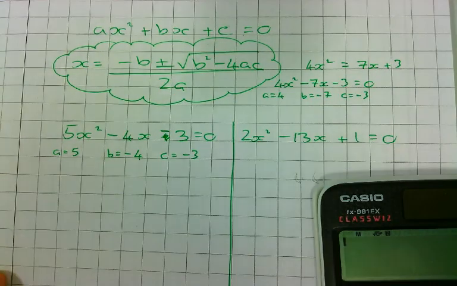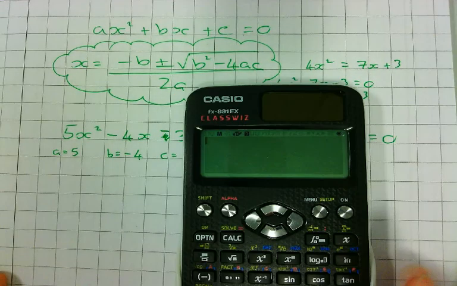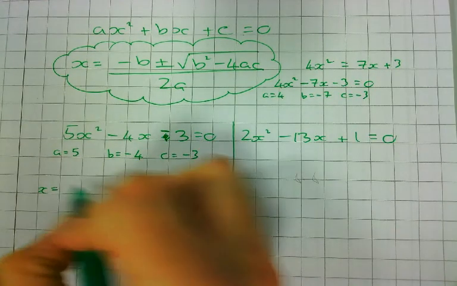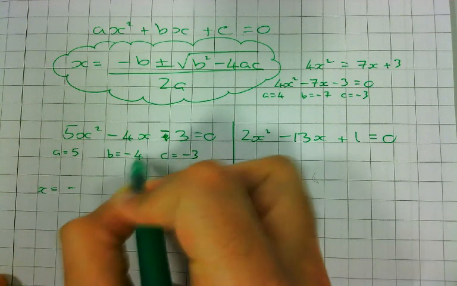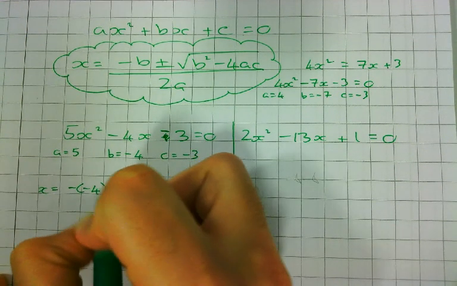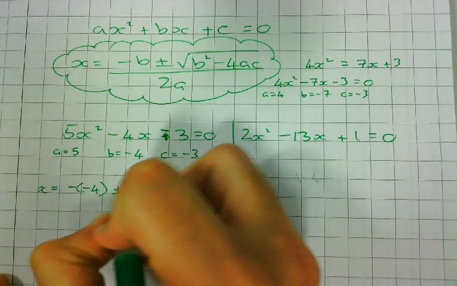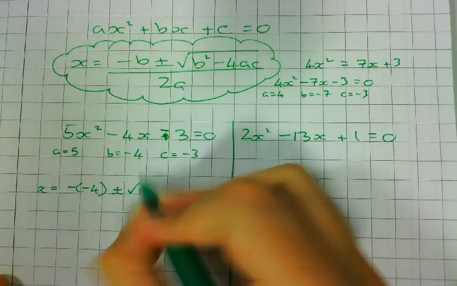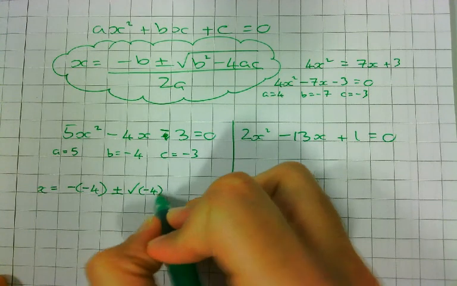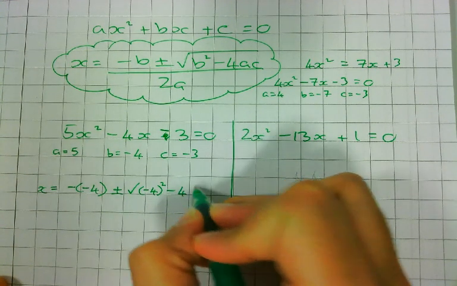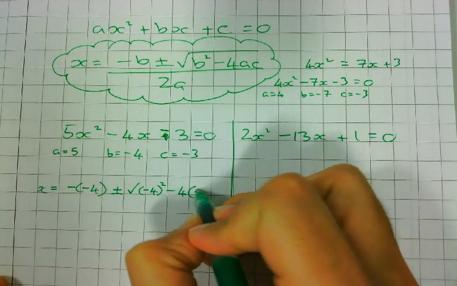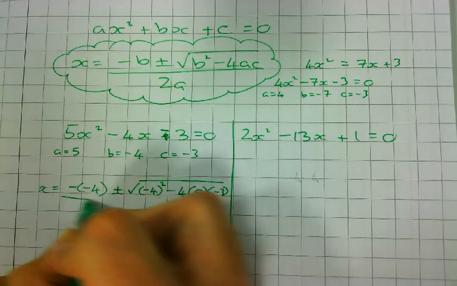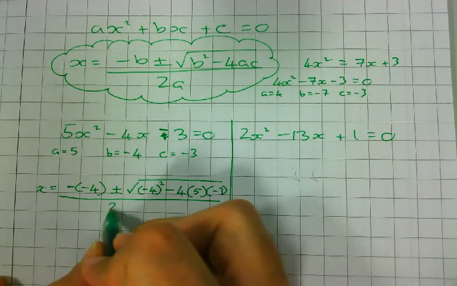So, putting it into your calculator, you're going to have x equals minus b. Now, b is a negative in this one, so be careful. That's minus bracket minus 4, plus or minus, I'm going to explain what this is in a sec, square root of b squared, b is minus 4, remember, that's minus 4 in brackets squared, minus 4, brackets 5, brackets minus 3, and that's all over 2a, so that's 2 times 5.